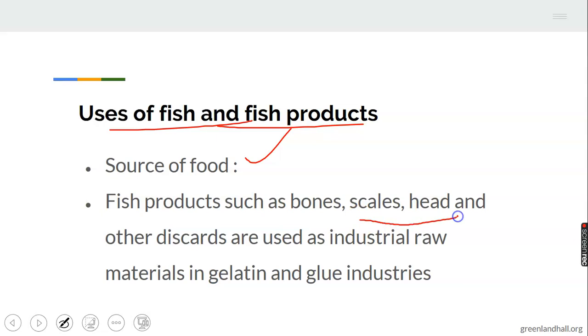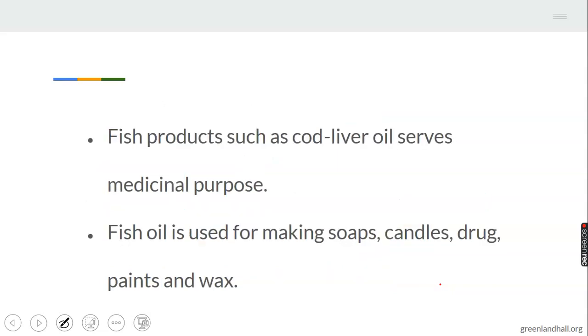scales, head, and other discards are used as industrial raw materials in the gelatin and glue industry. Let's take note of that. The fish bone, the scale, the head, and other discarded parts are mainly used in the glue industry. Then fish products such as cod liver oil serve a medicinal purpose. Let's take note of that.